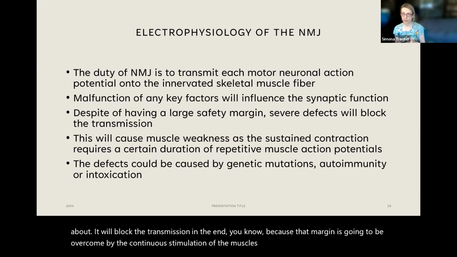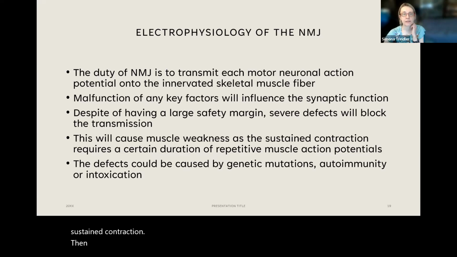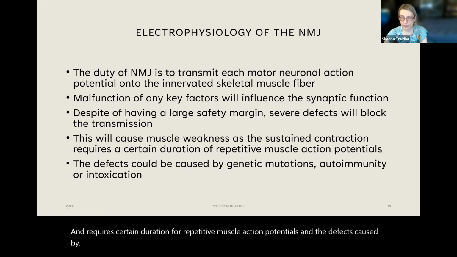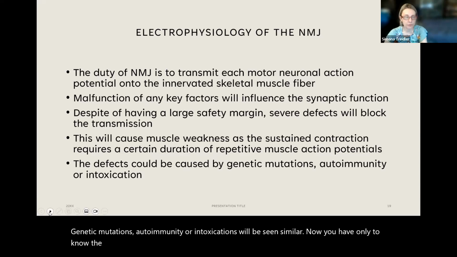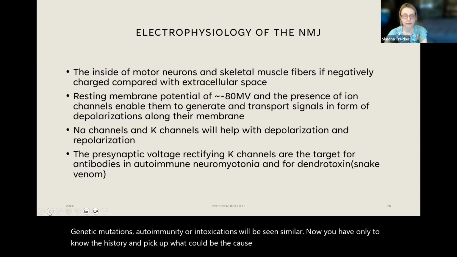This will cause muscle weakness after sustained contraction, which then requires a certain duration for repetitive muscle action potentials, and the defects caused by genetic mutations, autoimmunity, or intoxications will be seen similar. Now you have only to know the history and pick up what could be the cause of those defects.